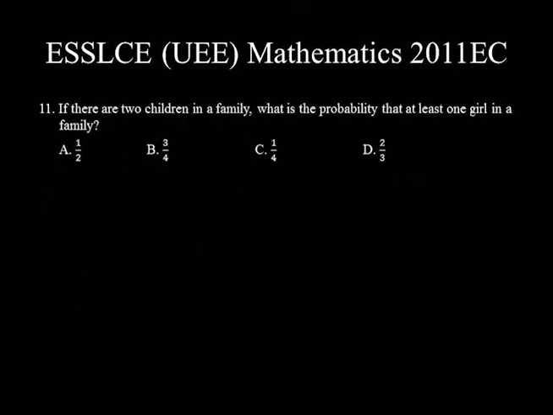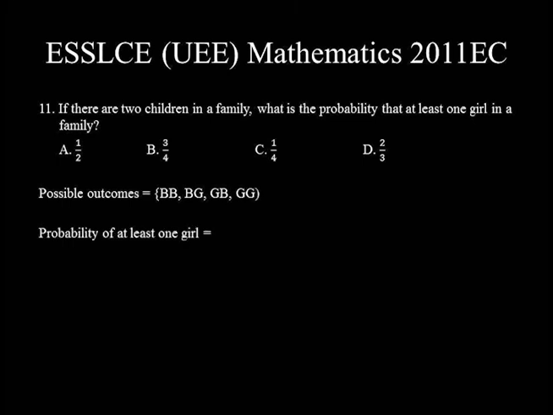Question number 11. If there are 2 children in a family, what is the probability that there is at least one girl in a family? The possible outcomes: both of them can be boys. The first one can be a boy and the second a girl. The first one can be a girl and the second a boy. The last, both of them can be girls. So the probability of at least one girl is equal to the probability of one girl plus the probability of 2 girls. The probability of one girl is 2 over 4, plus the probability of 2 girls is 1 over 4. 2 over 4 plus 1 over 4 is equal to 3 over 4. Therefore, the correct answer is choice B.